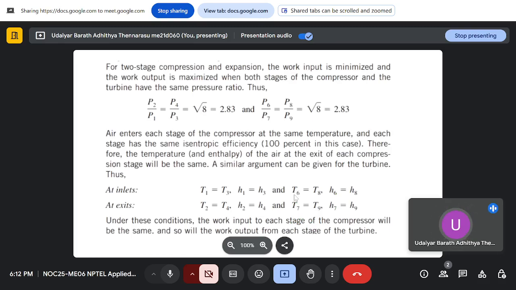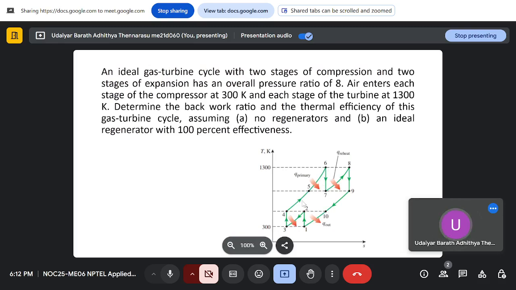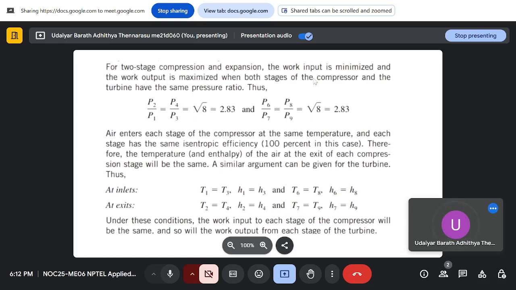So here for 2-stage compression and expansion, the work input is minimized and the work output is maximized when both the stages of the compressor and the turbine have the same pressure ratio. This can be proven by writing the net work input to the compressor in 2 stages in terms of pressures, and then you differentiate with respect to the intermediate pressure and make it 0, and try to solve for that pressure. So we'll find out that it will be the square root of the final and the initial pressures. So that will be the intermediate pressure.